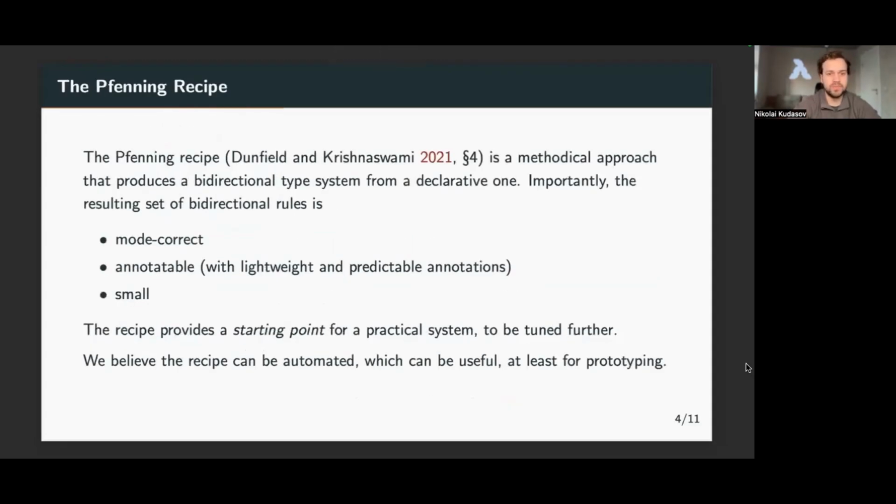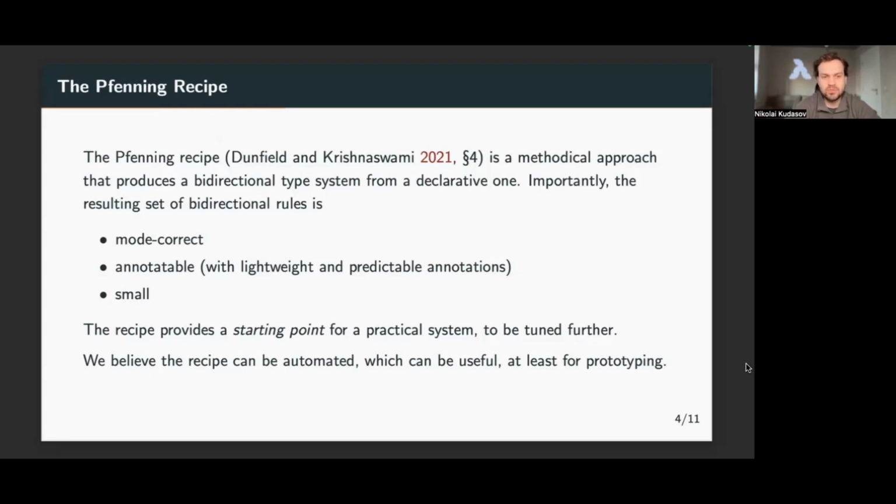For the latter question, an answer is given by the Fenning recipe. The recipe was described by Dunfield and Fenning back in 2004, and then refined and broadened recently in 2021 by Dunfield and Krishnaswamy. The recipe is a way to convert a system of declarative typing rules into a bidirectional type system, and the recipe does not necessarily provide the final truth or the final system, but instead is to be considered as a starting point for an actual practical system, depending on what your rules are.